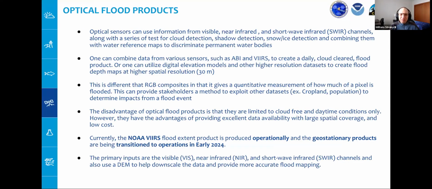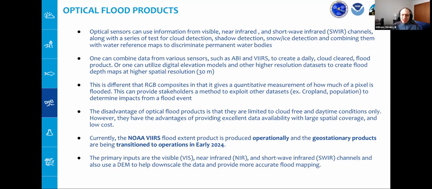Going into optical flood products, people may be familiar with these. They use data from the visible, near infrared, and shortwave infrared channels, along with a series of tests to combine them, along with water reference maps, which discriminate permanent water bodies. And this is used to create a fraction of a pixel that is flooded, or where a pixel is flooded and where it is not.